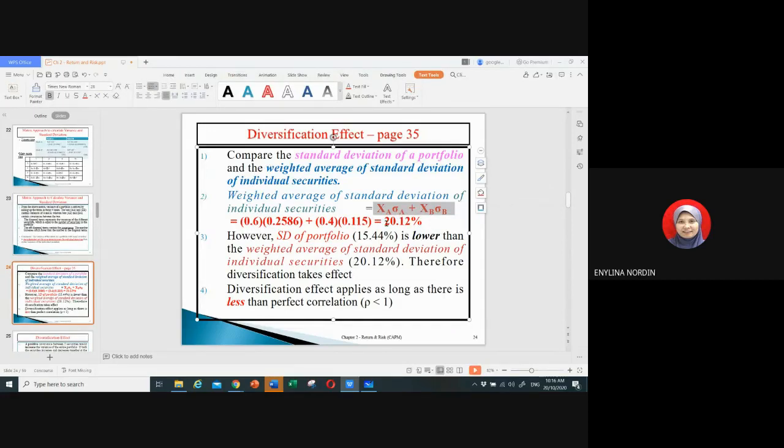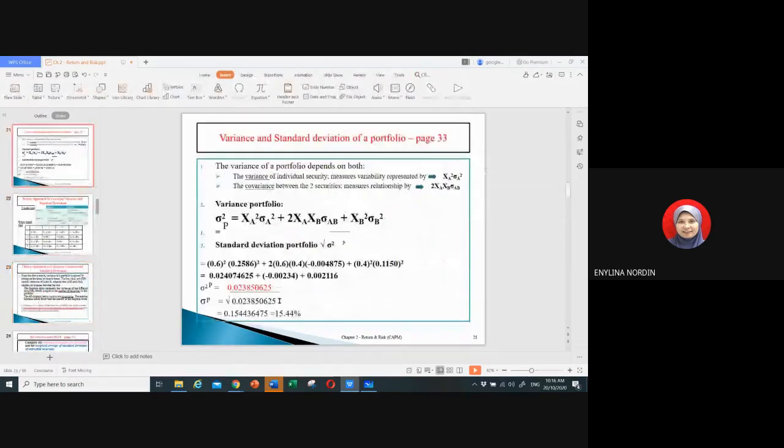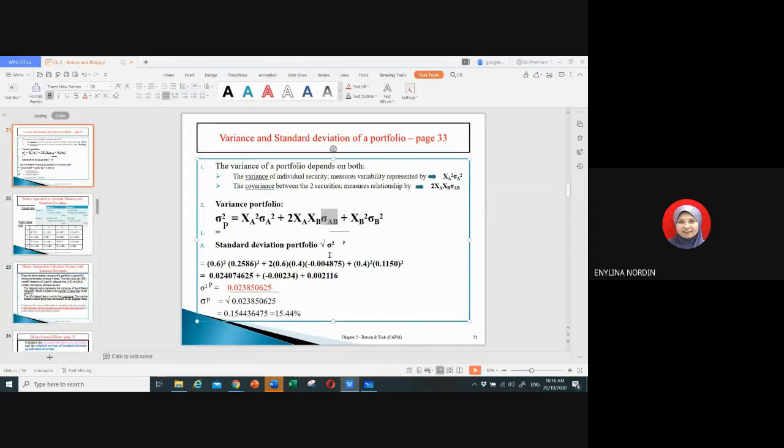Alright, and then you can see that the portfolio standard deviation is going to be 20.12%, which is higher than yang kita kira tadi, which is 15.44, lower. Kenapa kat sini lower? Sebab kita ambil adanya diversification effect. Apa maksud diversification effect? Hedging. Apa maksud hedging? Offset. Maknanya the risk of the two stocks are offsetting each other.